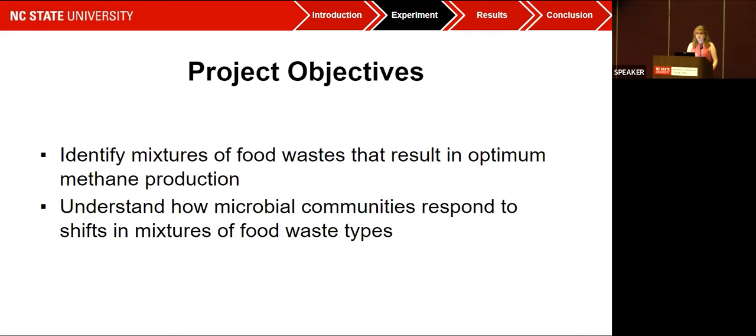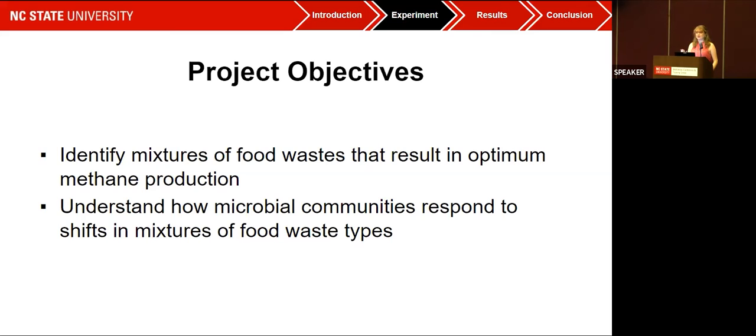Optimizing methane production is profitable for plants that are doing this. As I just mentioned before, it can be used to heat their plants, or they can outsource it. So we're looking to find the food waste mixtures that result in optimum methane production. I know I just said you can't control what food waste you're getting, but by understanding the impact different food waste types have on methane production, we can help manipulate when we put food waste in.